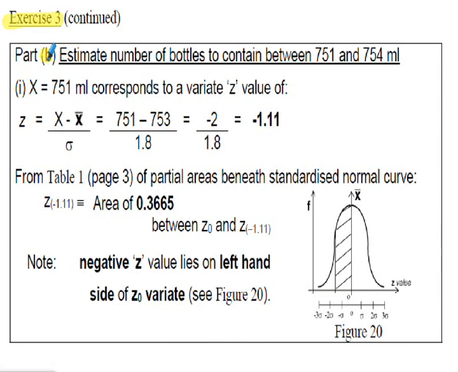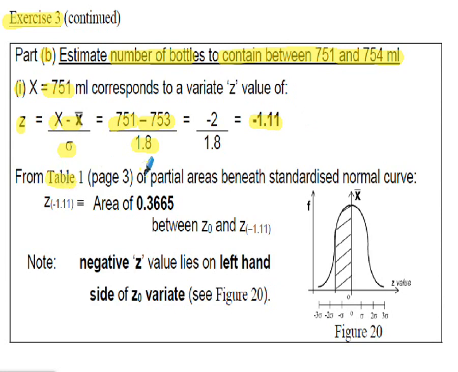Exercise 3, part B. We're now asked to estimate the number of bottles to contain between 751 and 754 millilitres. So step 1 here, given our x of 751, to calculate the variate, z is x take away x bar upon sigma. In this case, the x is 751, take away the x bar 753, divided by 1.8 for the sigma. That gives us a variate of minus 1.11. Don't forget the negative variates are on the left-hand side of the z equals 0.